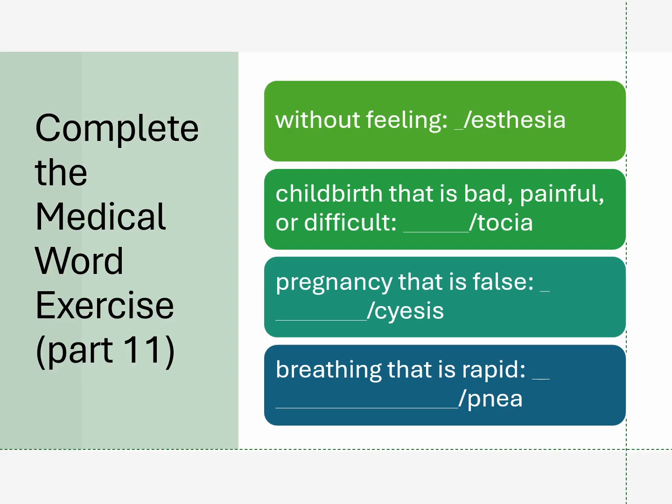Couple more sets. Without feeling is blank, esthesia. Childbirth that is bad, painful, or difficult, blank, tocia. Pregnancy that is false, blank, cyesis. Breathing that is rapid, blank, pnea. The pronunciation of this may change based on the answer in the front.